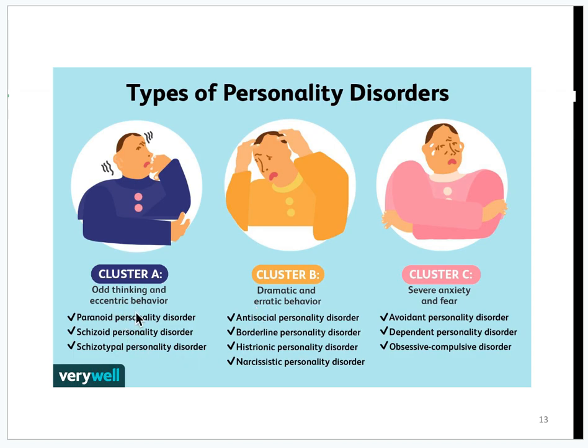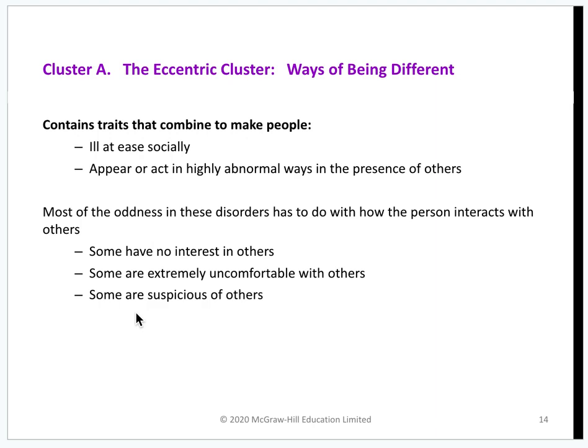So let's start with odd thinking and eccentric behavior, cluster A. This group is about ways of being different, as the book describes. They combine personality traits that make them very odd and behave strangely. They're ill at ease socially, very uncomfortable in social situations and around other people, and appear to act in highly abnormal ways in the presence of others. Most of the oddness of these behaviors comes from the fact that they're very uncomfortable around other people. They don't know what to do.